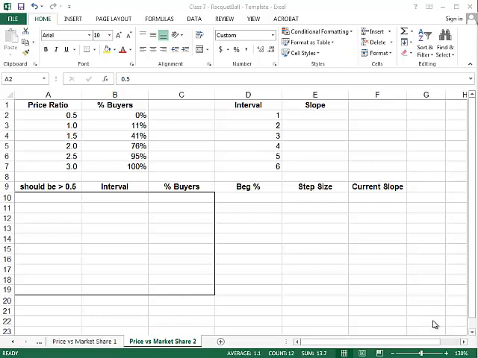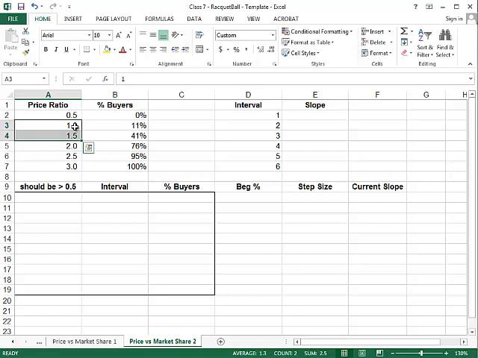In this video, we will be looking at a second model for the relationship between price ratio and market share. Now, we know that at 0.5 the market share is supposed to be 0%, at 1 market share is supposed to be 11%, at 1.5 41%. What if we have a price ratio that is not one of these values? Let's say my price ratio is 1.4, what do I do then?